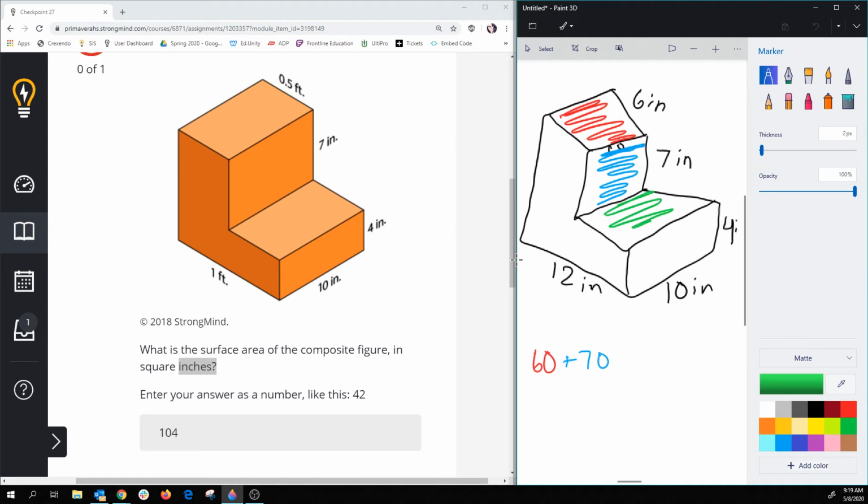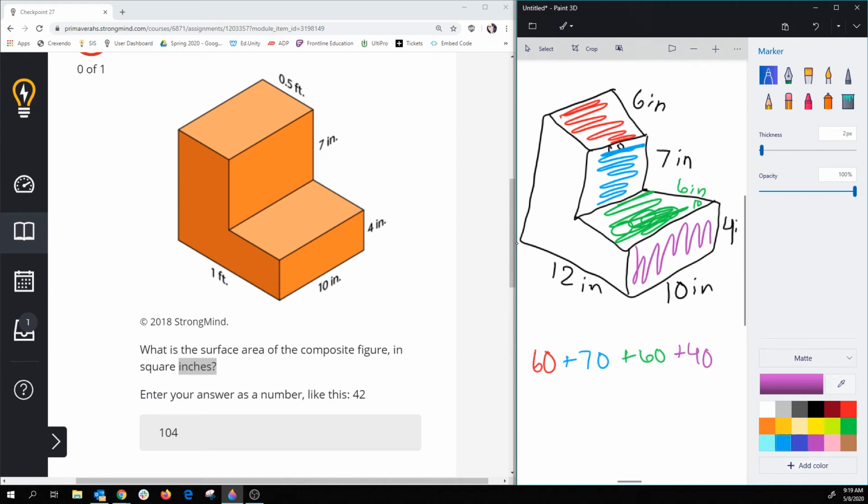This box down here: I know that this long side is 12 and this short side is 6. So if I do 12 minus 6, I get 6. So this is 6 inches by 10, because again, this bottom one is 10. So 6 times 10 would give me 60. Let's do this front one here. So 4 times 10 would give me 40.